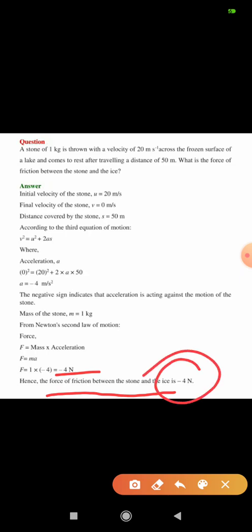So with the help of such formulas, we will easily be able to get the different values and we can get the solution also.